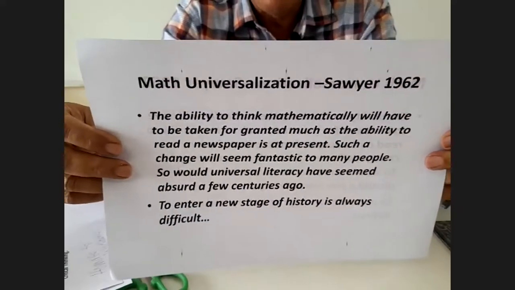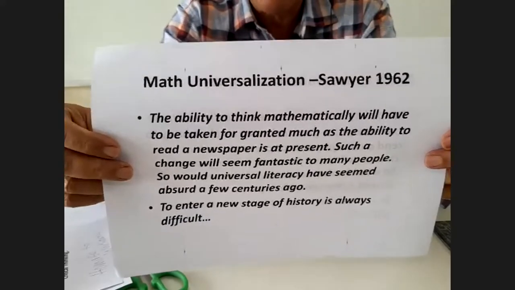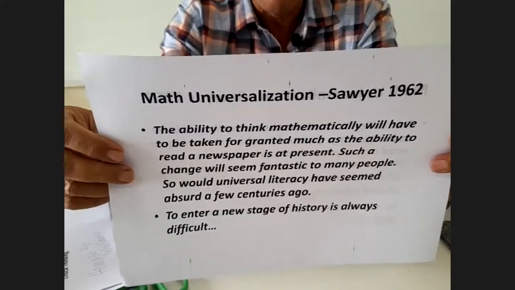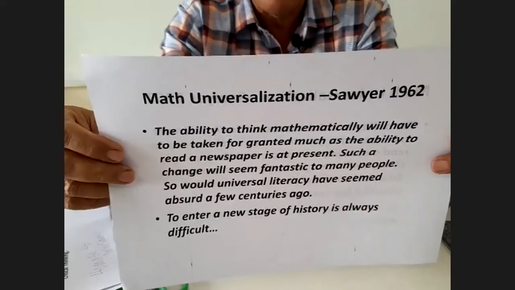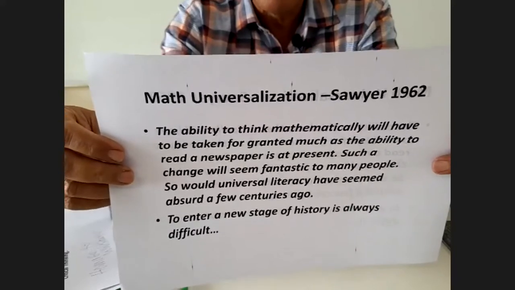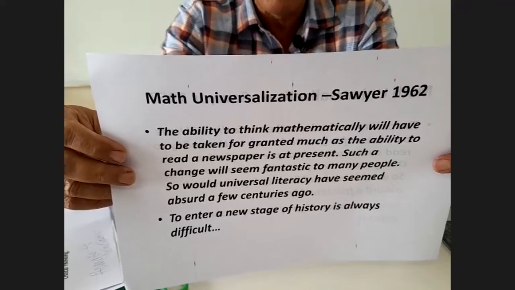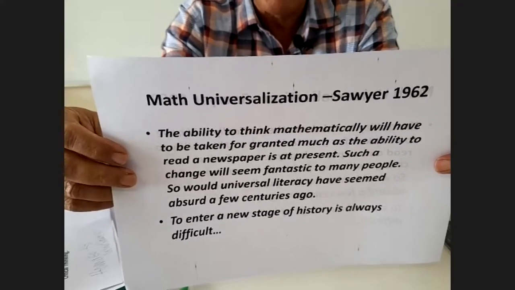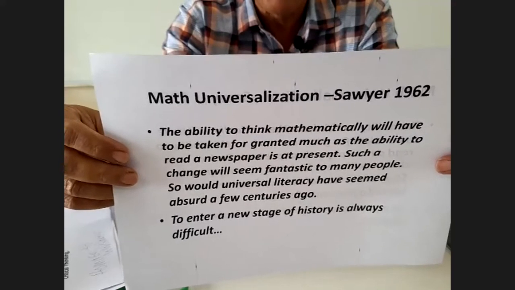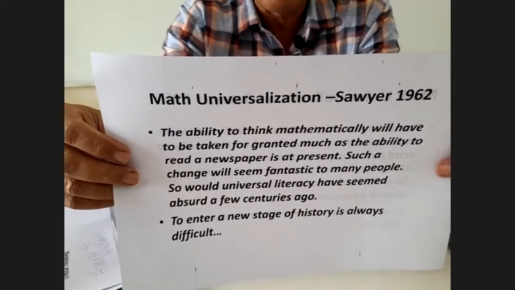In 1962, in a lecture, he says, the ability to think mathematically will have to be taken for granted, much as the ability to read a newspaper is at present. Such a change will seem fantastic to many people. So would universal literacy have seemed absurd a few centuries ago. To enter a new stage of history is always difficult.